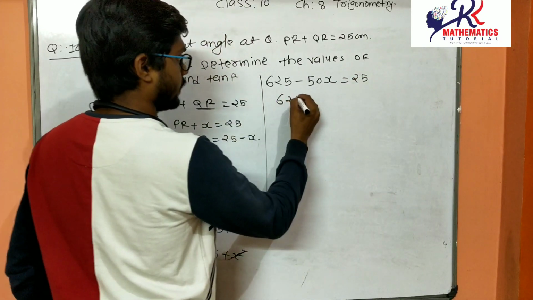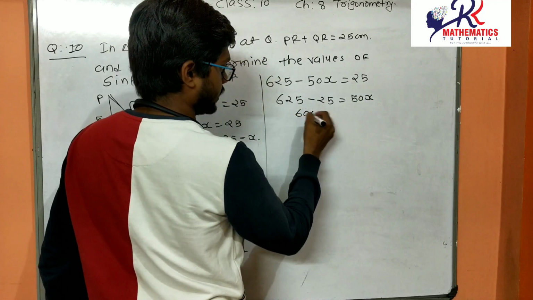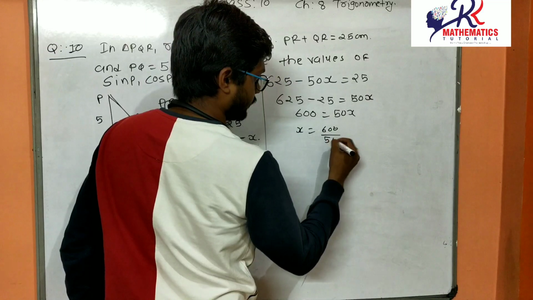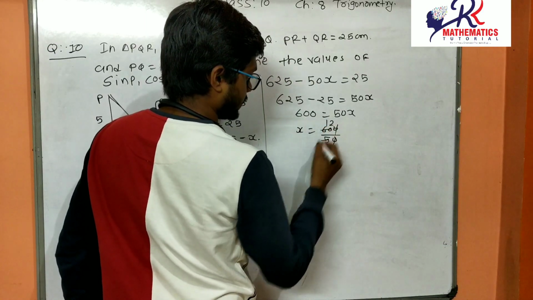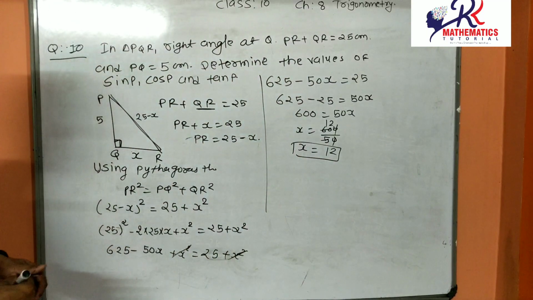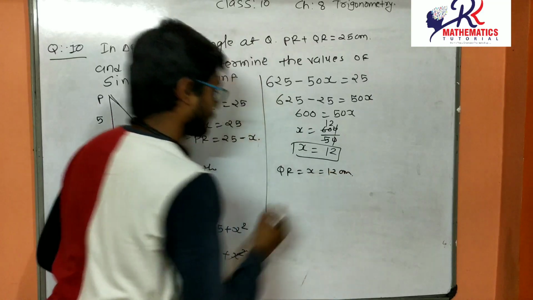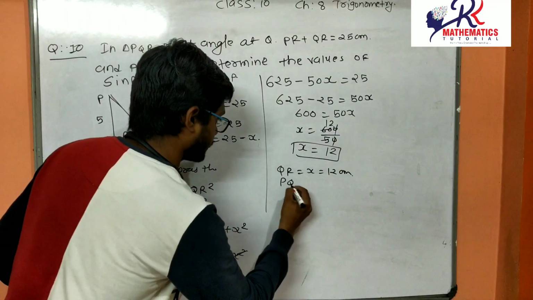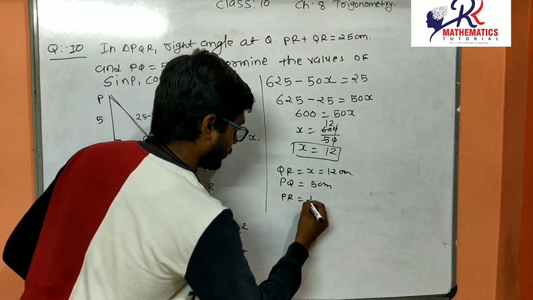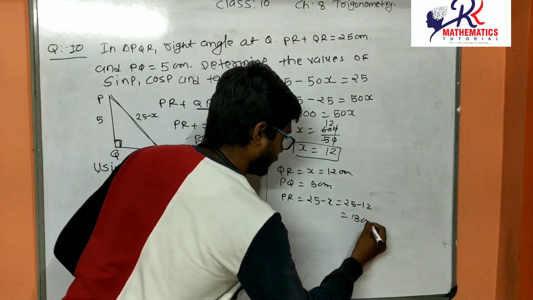So we can have 625 minus 25 is equal to 50x. So it is 600 equal to 50x, so x is equal to 600 divided by 50. 12 fives are 60, so the value of x is 12. So the value of QR is x, which is 12 centimeter, and the value of PQ is already given, 5 centimeter. The value of PR is 25 minus x, which is 25 minus 12, 13 centimeter.